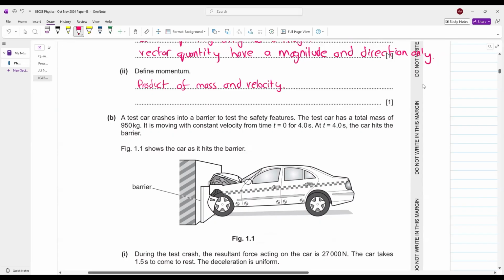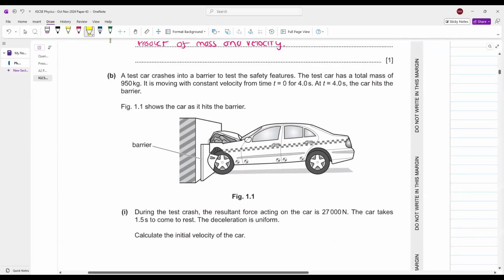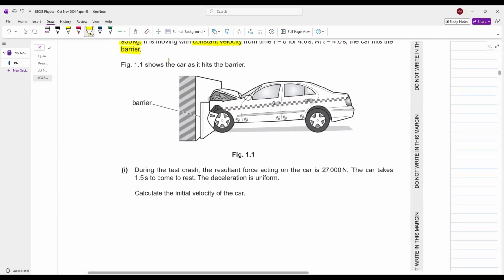This is a good part. A test car crashes into a barrier to test the safety features. The test car has a total mass of 950 kg. It is moving with a constant velocity from time t equal to 0 till 4 seconds. At time t equal to 4 seconds, the car hits the barrier. During the test crash, the resultant force acting on the car is this. The car takes 1.5 seconds to come to rest. So the final speed of the car is this. The deceleration is uniform, that is constant.